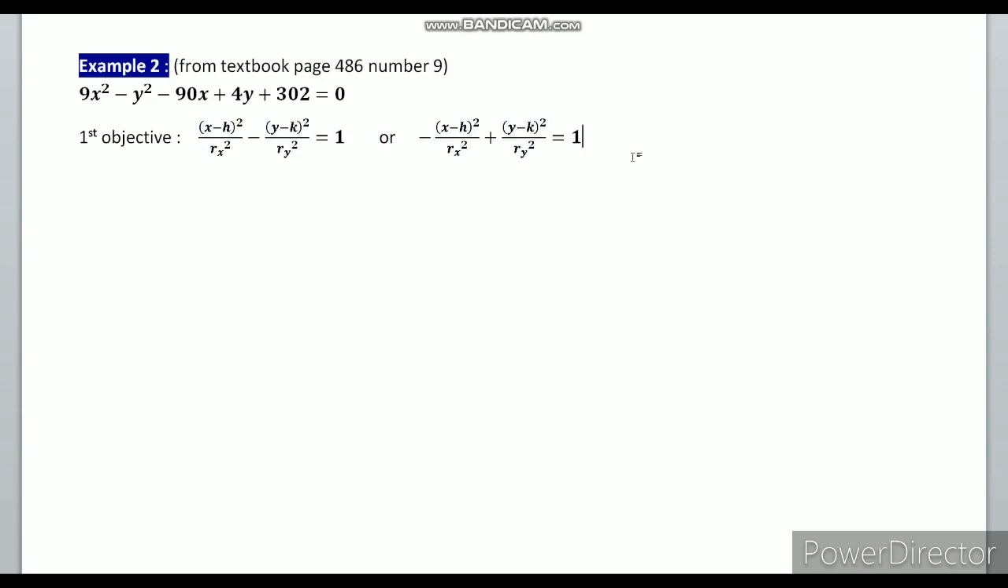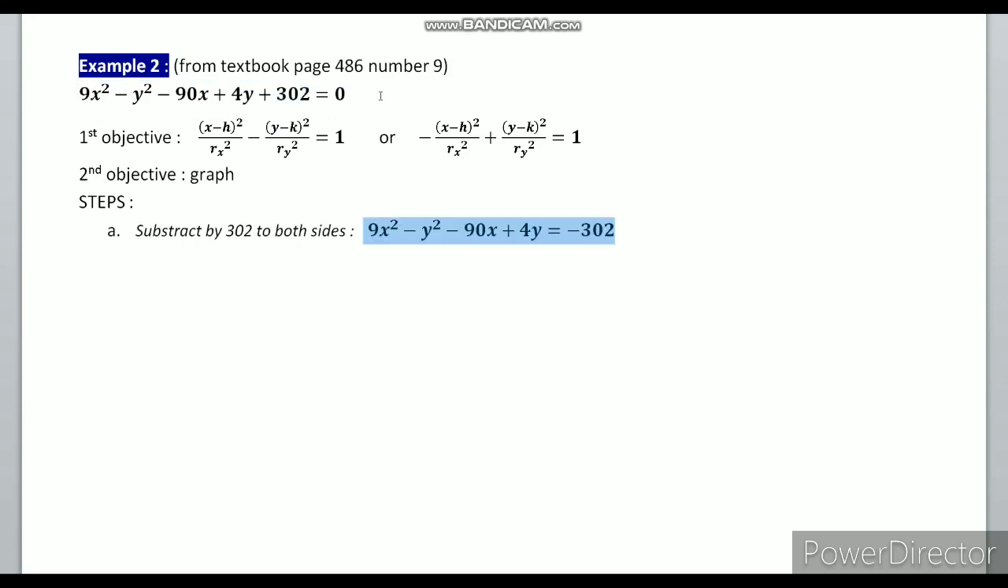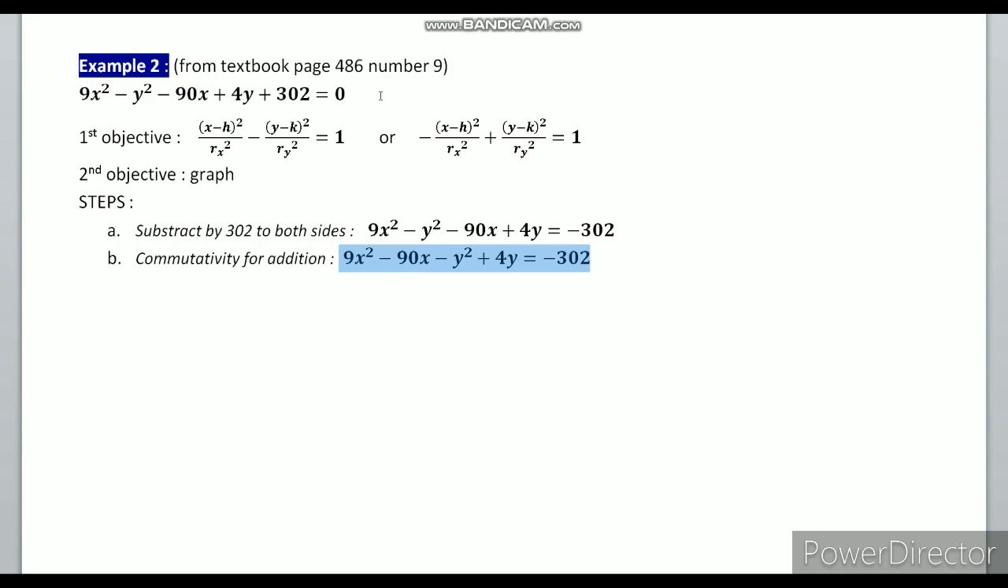So let's do the steps. Let's skip the graph first; we save it for later. The first step is almost the same as before. We need to subtract 302 from both sides because we need to make a number on the right member. So this is the final result for the first step. And then the second one, we change the order, just the same. I will make it faster for now.